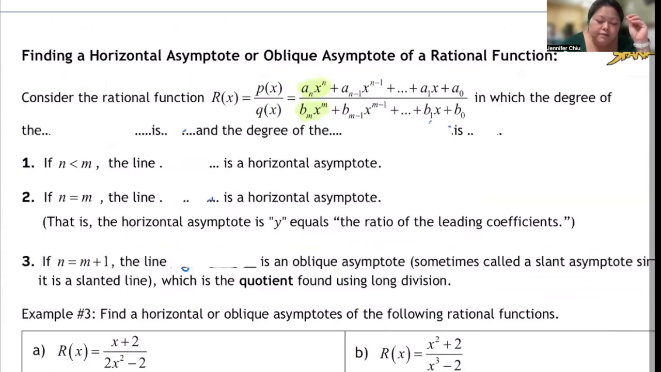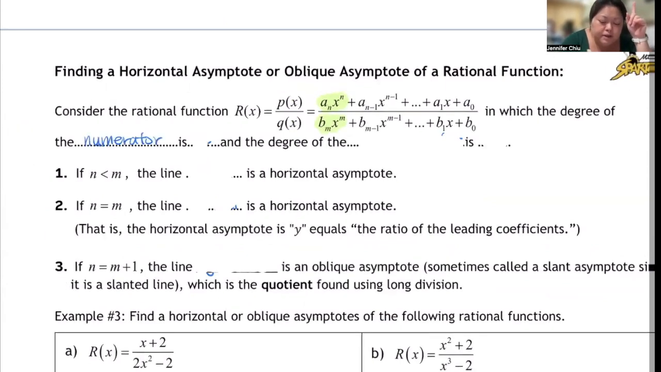Now, the degree of the numerator, the degree on the top, is n. So that is this part right here, the highest power in the top, right? And then the degree of the denominator is going to be m. So that's the degree on the bottom here, the highest degree here. Oops, sorry, I didn't mean to use that. I meant to use a highlighter. The degree is going to be m, all right?